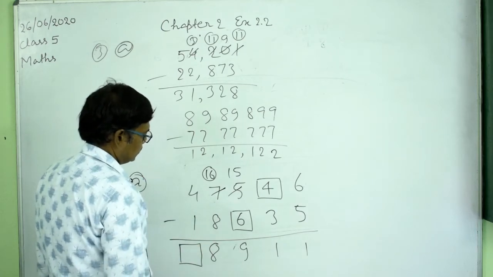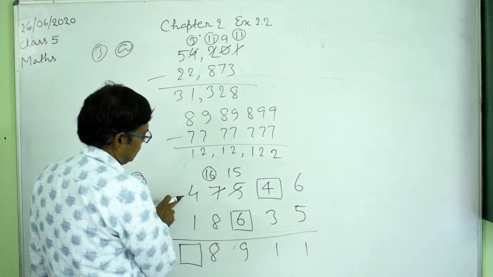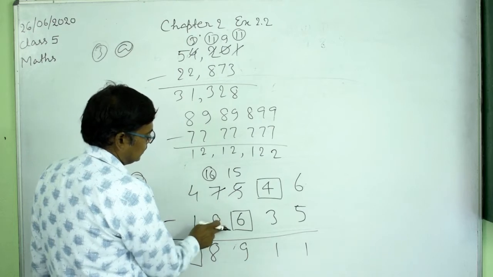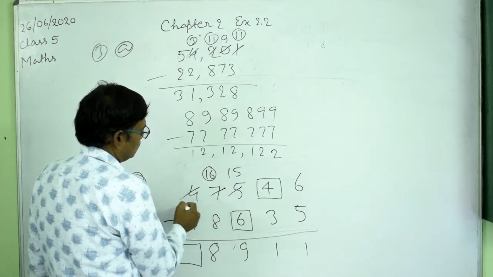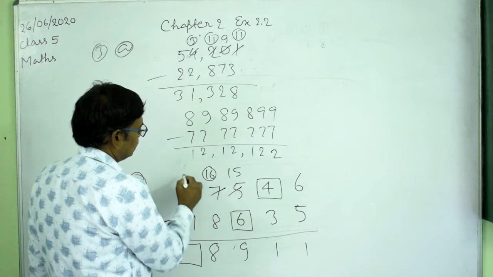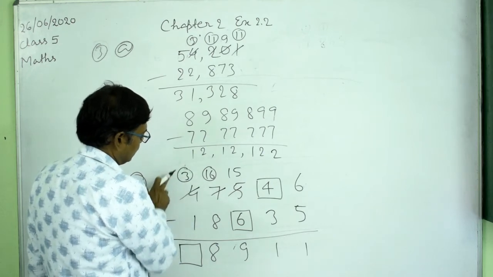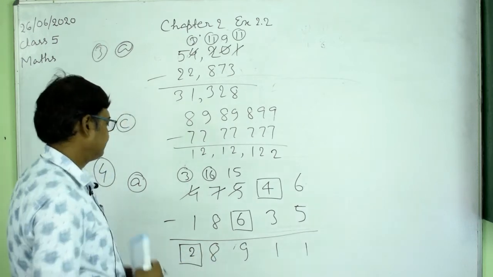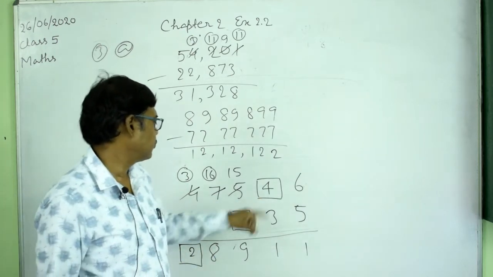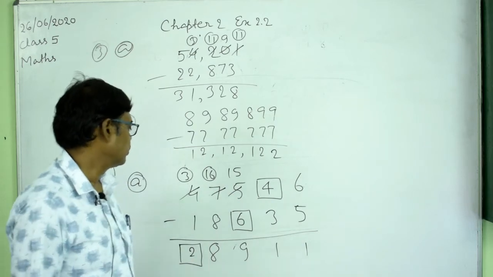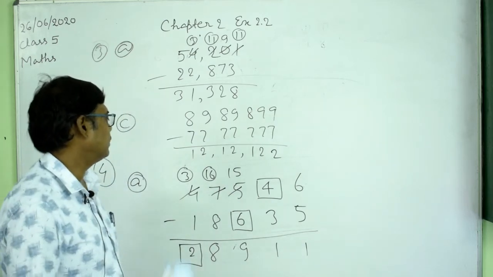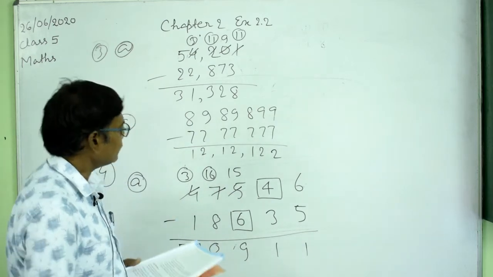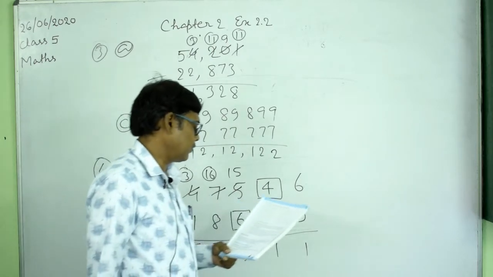And then next is here 4. Because here 7 is less than 8, we have to borrow 1 from this. So here 3 is left. So 3 minus 1 is 2 in this case. So now this is the answer. That is, in this box you will have 4, and here 6, and here 2. So in this way you will find the answer. And the next question, I will do question number C.